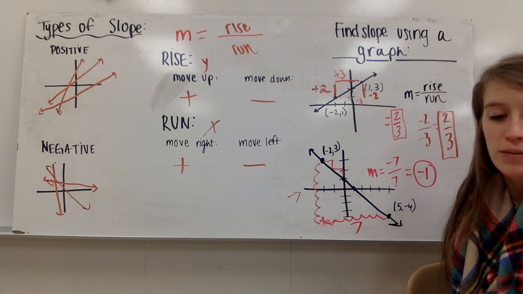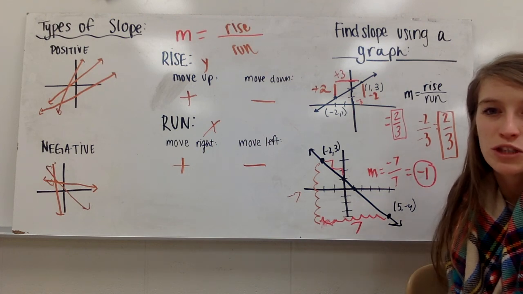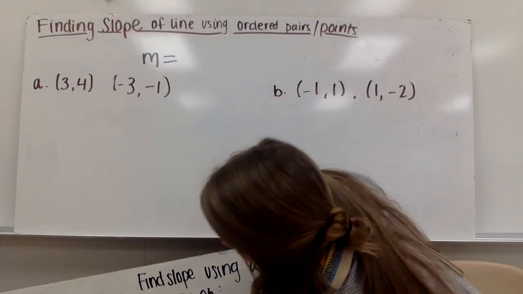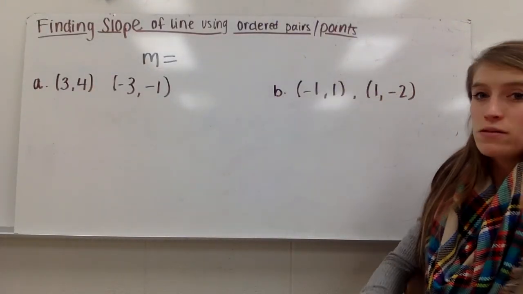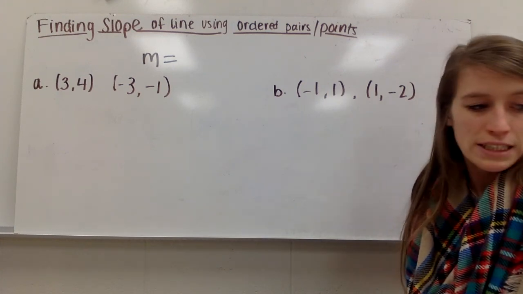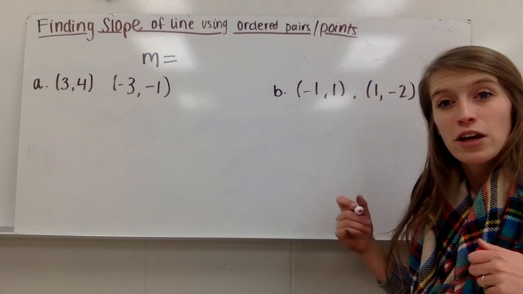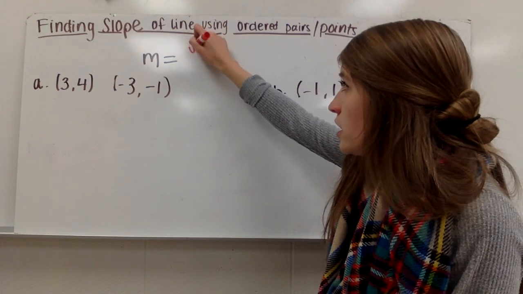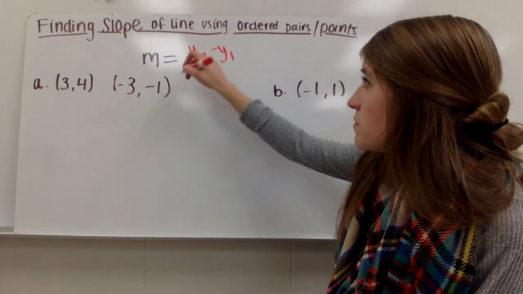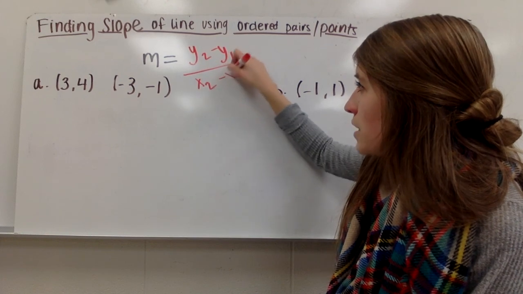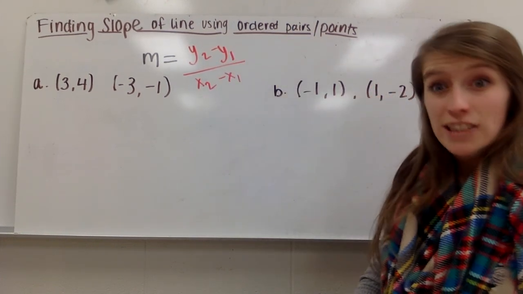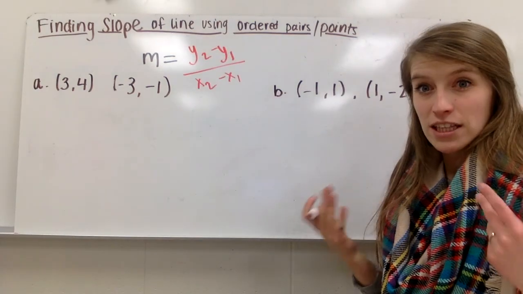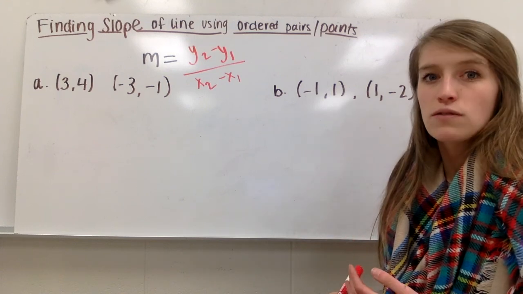Let's try 2 more examples together. This time we're going to find the slope in between 2 points. Now, finding the slope using ordered pairs or points, we need to use the formula instead. You don't have to put this on a graph because we have a formula. Our formula here is y2 minus y1 over x2 minus x1. All that's doing is talking about the change in the y over the change in the x. We can find the change by taking the difference of our 2 values.